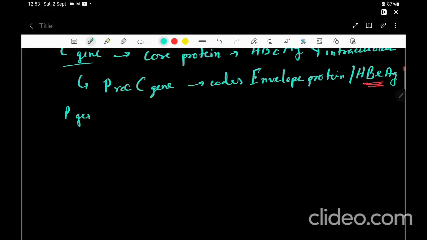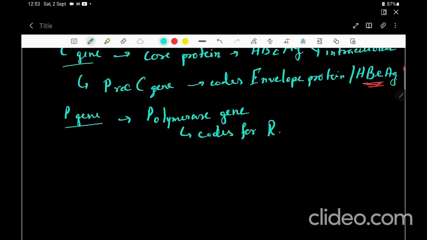Then the P gene. As you can guess from the name, this is the polymerase gene, and it codes for the reverse transcriptase enzyme.